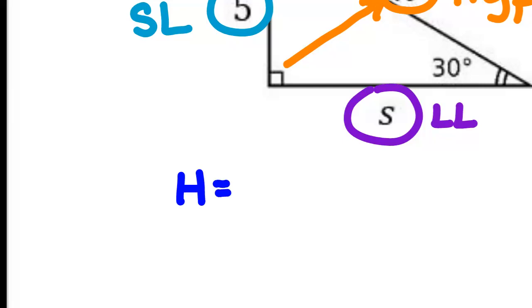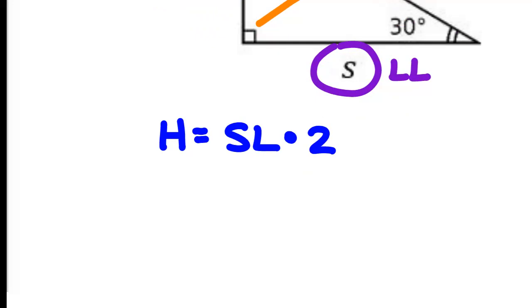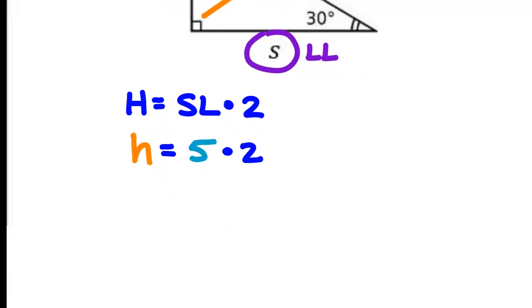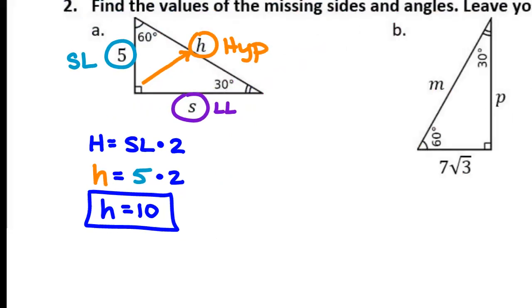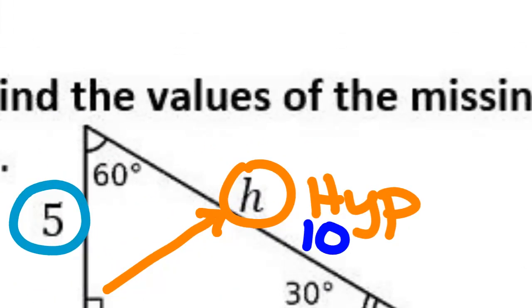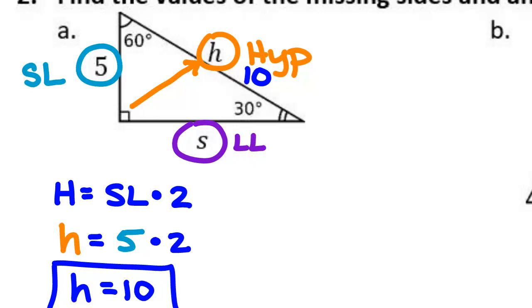We just wrote down a relationship. The hypotenuse is equal to what? What did we write down on the other page? Yep. Short leg times 2. They called the hypotenuse lowercase h, so that's what I'm going to put in for h. Short leg, what are we putting in for short leg? 5 times 2 means the hypotenuse is how big? 10. I'm going to add that to my picture. This side is 10.